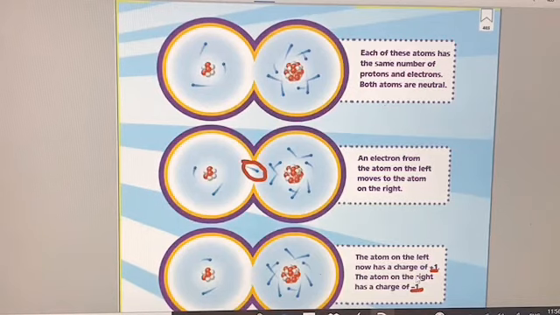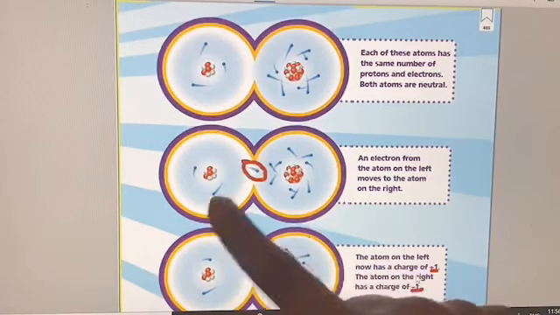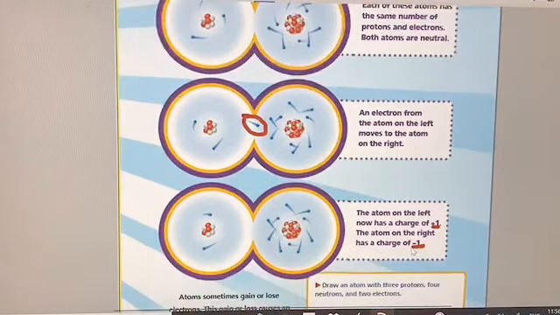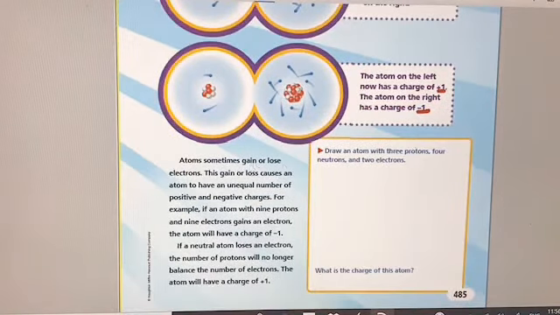So, when the electron moved from left to right, this right atom now has more electrons than protons. So this atom is charged with 1 negative. And this one has what? 1 positive proton more. So the charge is able to change. Atoms sometimes gain or lose electrons. This gain or loss causes the atom to have an unequal number of positive and negative charges.